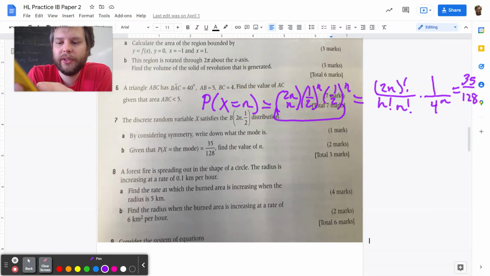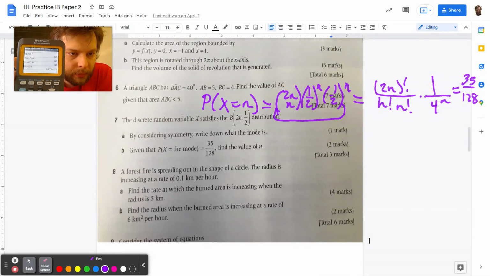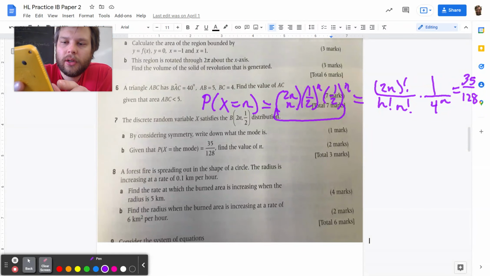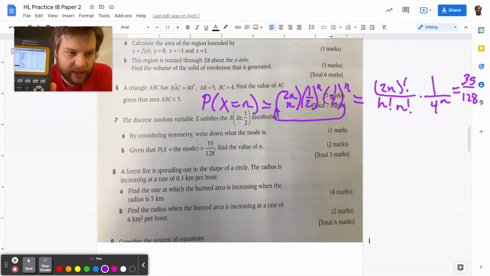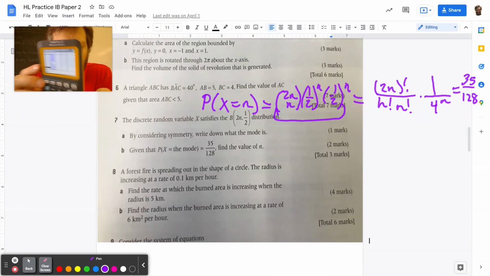So I'm just going to go and do 35 over 128. It tells me I'm looking for 0.273. Go back and look at my table. Looks like that's n is equal to 4.